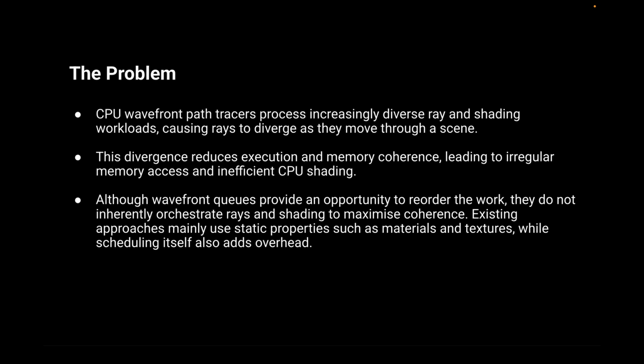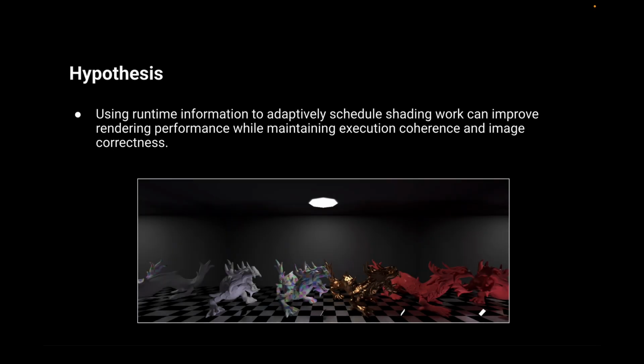Previous approaches have used static information such as materials and textures to group similar work, but scheduling also has a cost of its own. This led to my hypothesis: could runtime information be used to better orchestrate the shading workload and improve rendering performance? So, talking about the hypothesis, I wanted to prove that runtime information could be used to make better scheduling decisions. By considering how the workload behaves while the renderer is running, I expected to improve shading performance while still maintaining good execution coherence and producing the same final image.